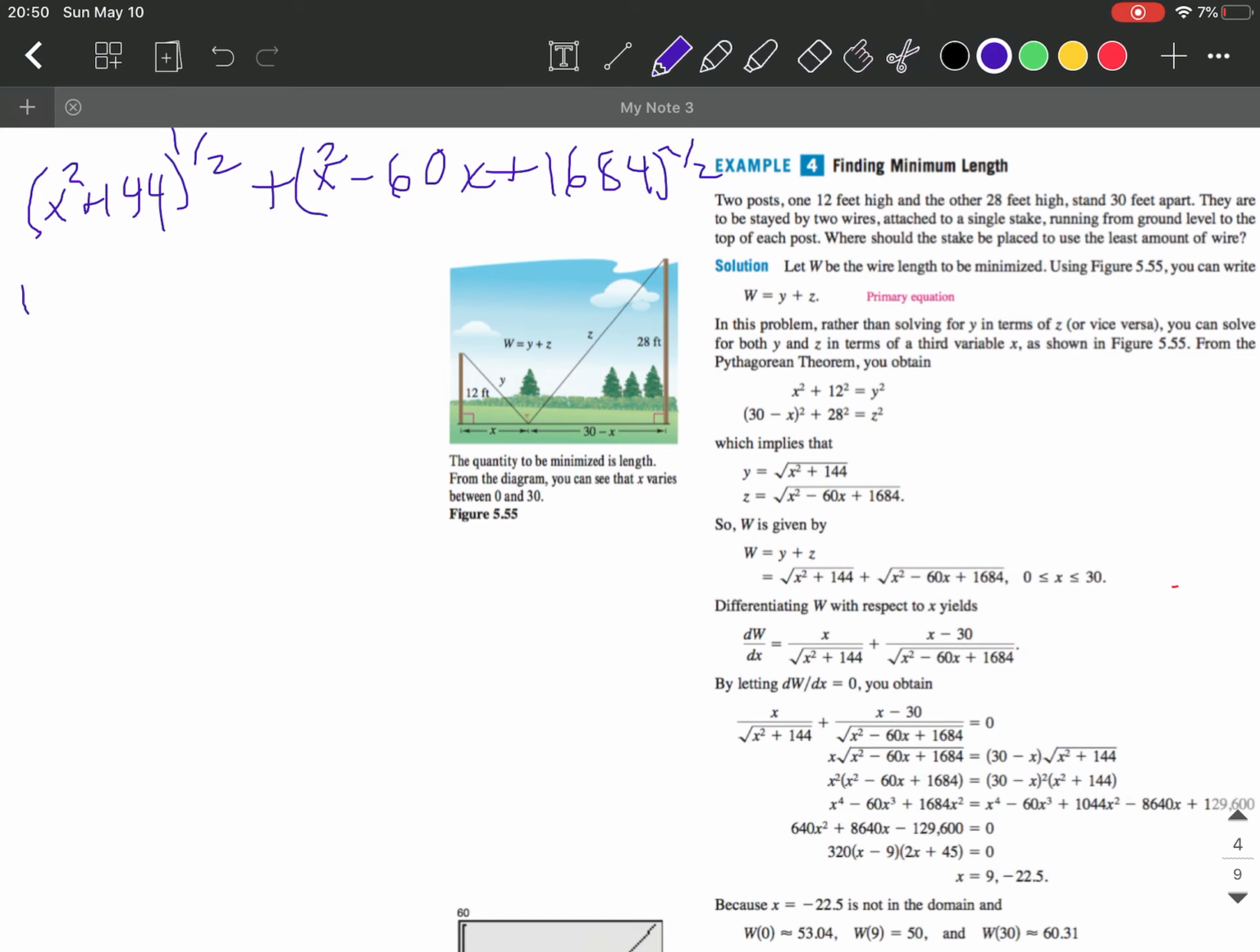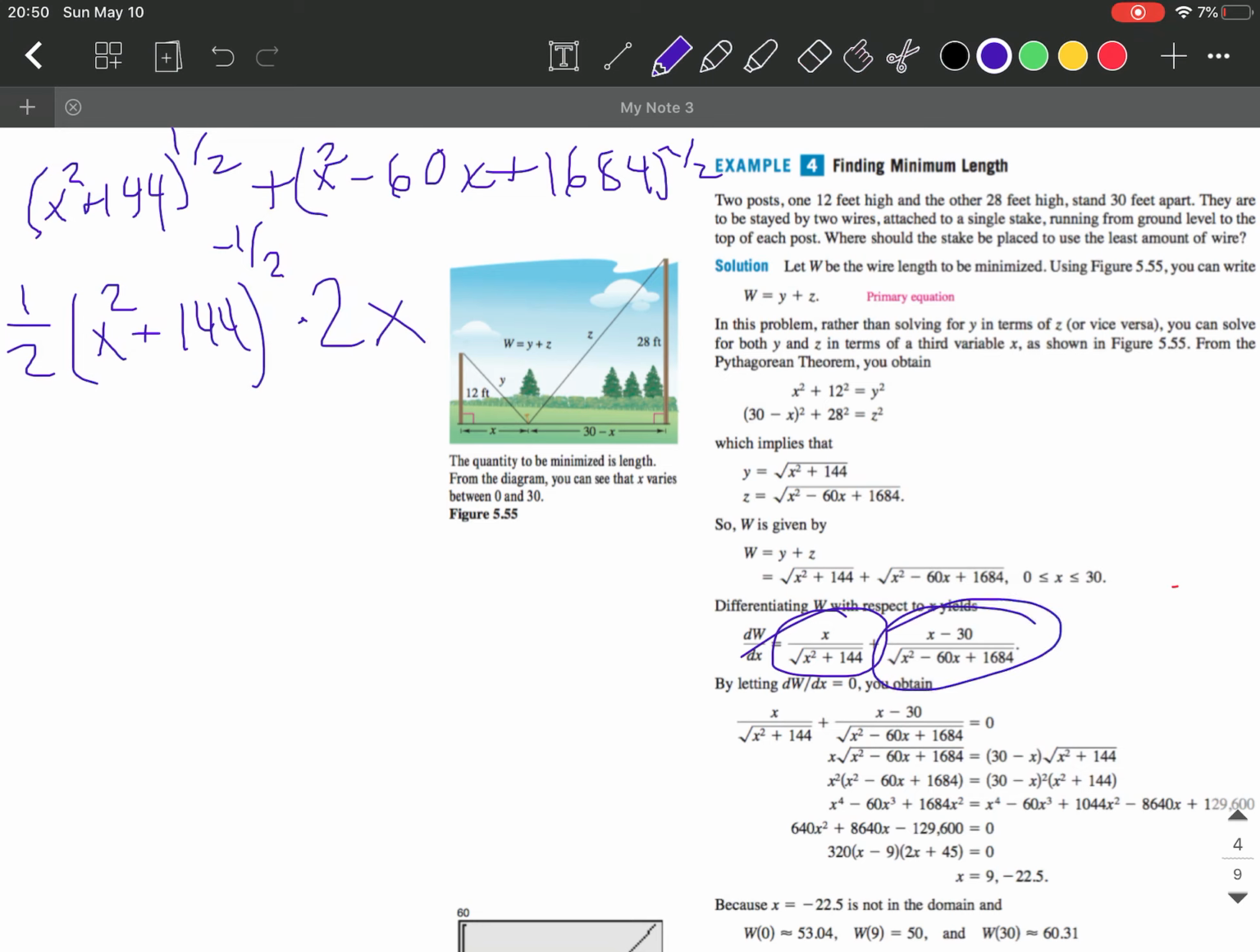Okay, so now I would bring down the 1/2, leave the inside the same, chain rule. I subtract 1, and then I multiply times the derivative of the inside part. And that's where you get this over here. And then you do the same thing over here. You bring down the 1/2, you leave the inside part the same, you subtract 1 from the exponent, and you multiply times the derivative of the inside part, and you get that.